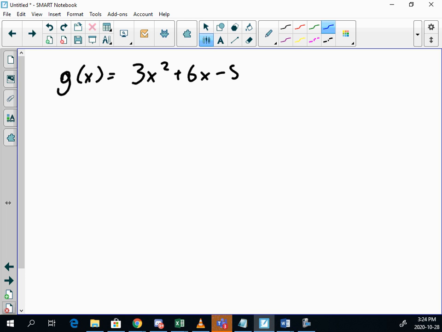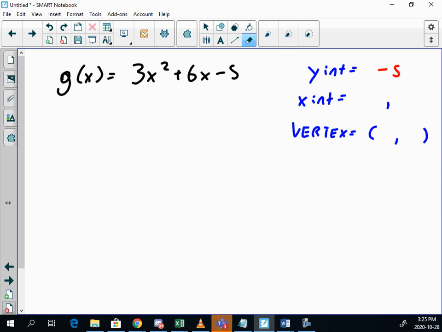And I'm going to do the same sort of thing that I did on the last board. I'm going to find the y-intercept. I'm going to find the x-intercepts, if there are any. And I'm going to find the vertex, which is a point with an x-coordinate and a y-coordinate. The easiest thing to find is my y-intercept. It's -5. Great. Good place to start. Nice to have something on the page.